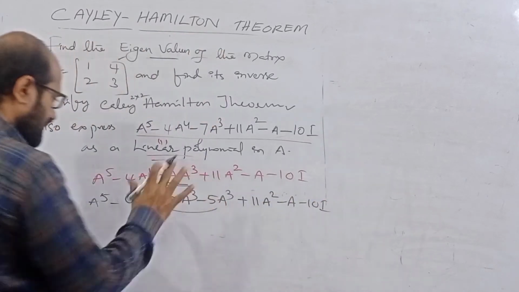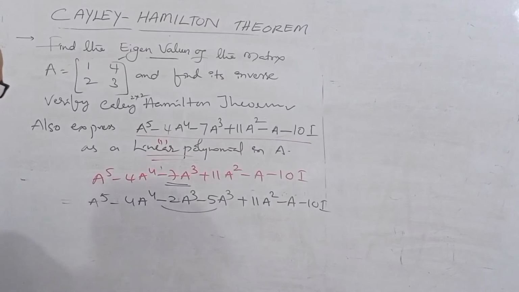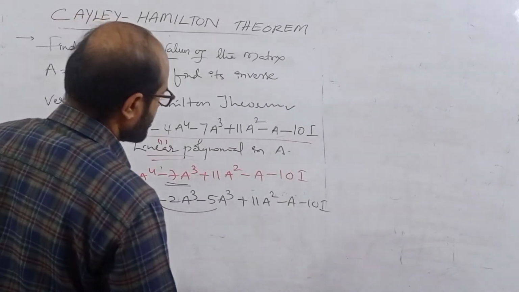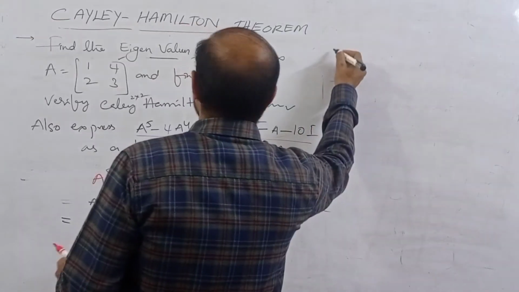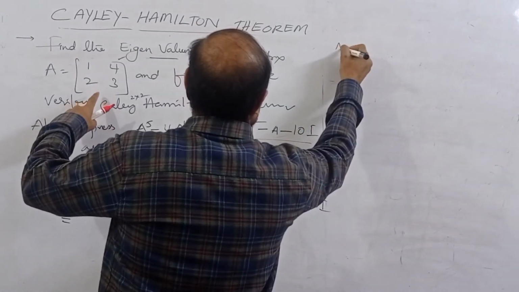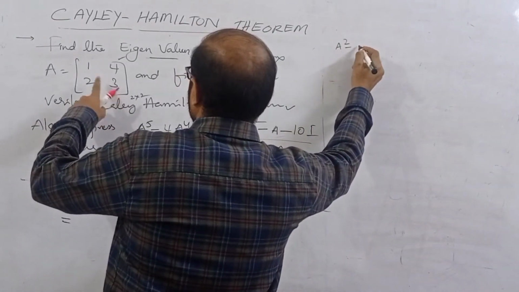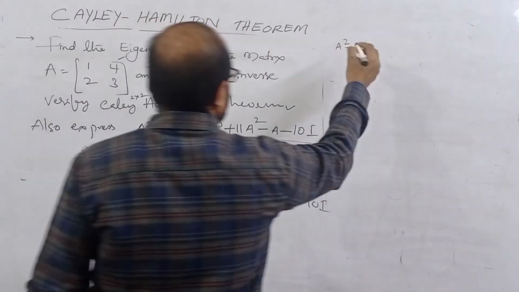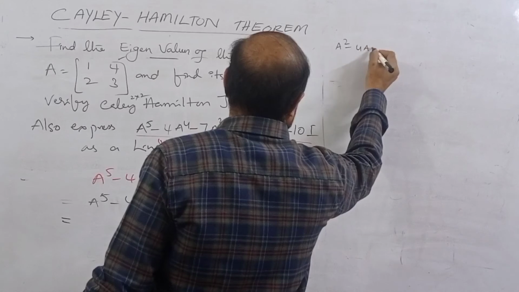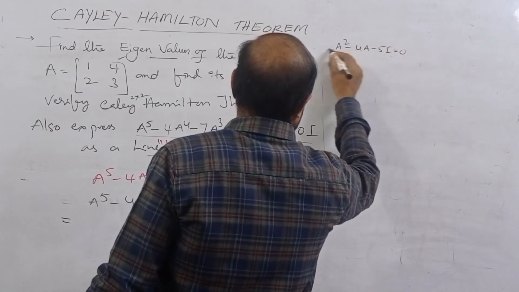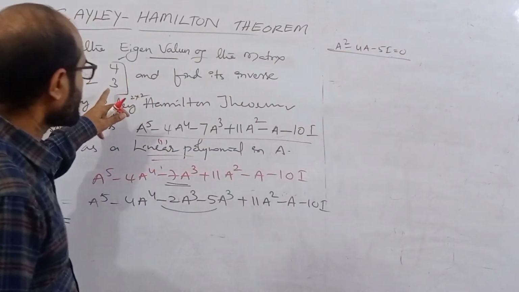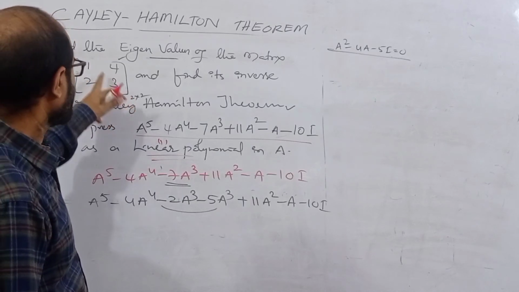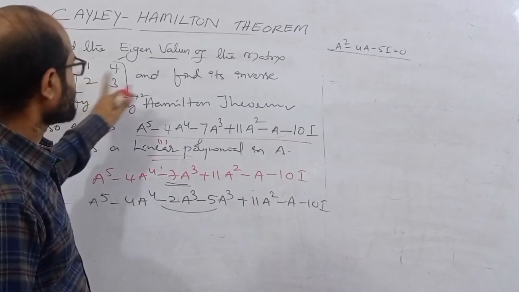I am just rewriting this. So already, what is our characteristic equation? Our characteristic equation is A square minus 4A minus 5I. Yes, this is the characteristic equation, because lambda square minus 4 lambda minus 5, right?